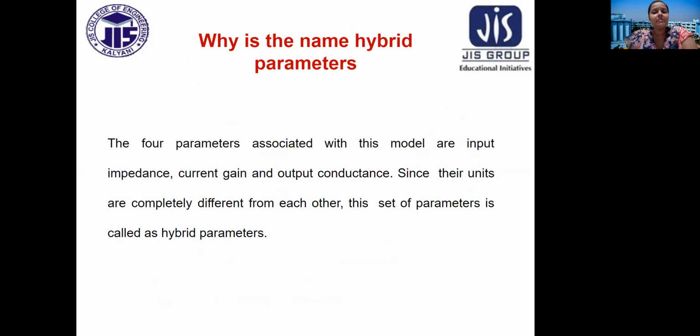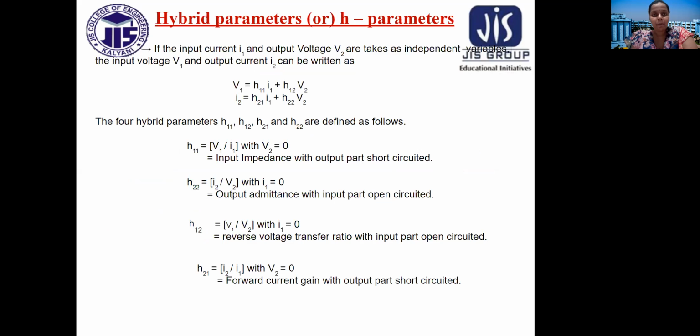Now, why this name? Why are these named hybrid parameters? The four parameters associated with this model are input impedance, reverse voltage gain, current gain, and output conductance. Since their units are completely different from each other, this set of parameters is called hybrid parameters.